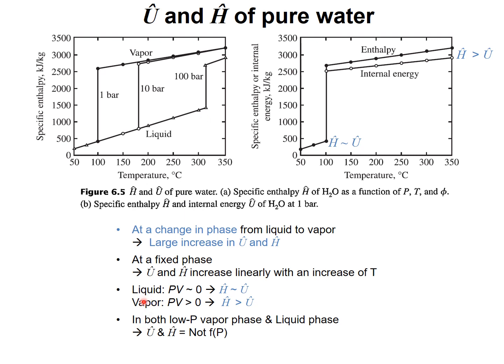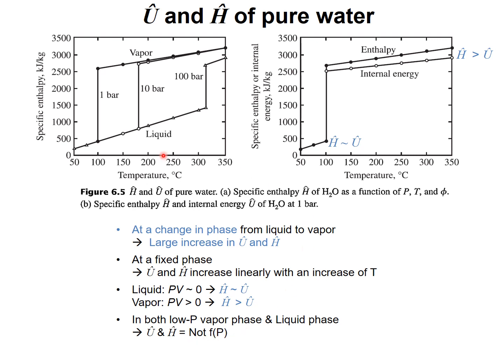I have said about the PV term from the second graph. For liquid, you could neglect the PV term. However, in the vapor phase, PV should be considered. One more thing: in both the low pressure vapor phase and the liquid phase, the internal energy and enthalpy are not a function of pressure.